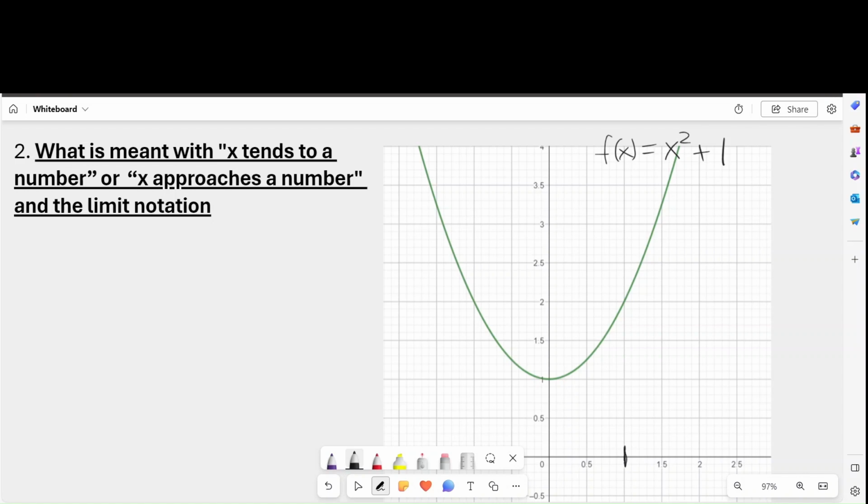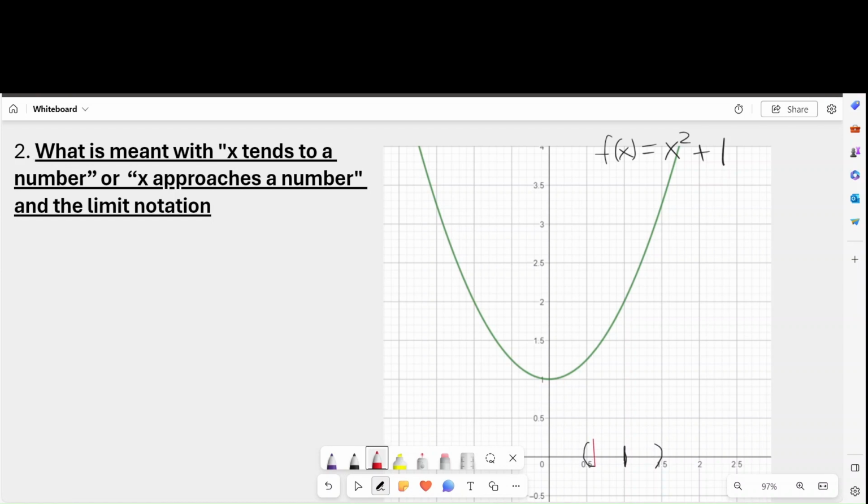If we wish to investigate the limit of the function f of x equals x squared plus 1 at x equals 1, we need to inquire what happens to the function values of x values both on the left-hand side and on the right-hand side of the number x equals 1. Let's look at the function values from x equals 0.5 to 1 on the left-hand side, and function values from x equals 1.5 to 1 on the right-hand side.